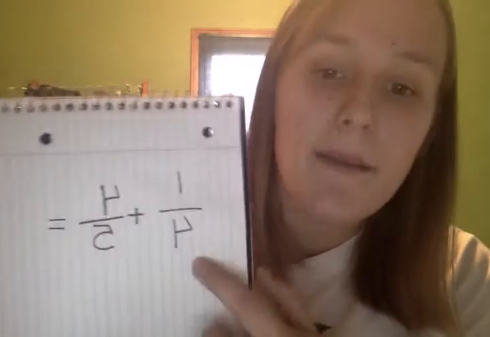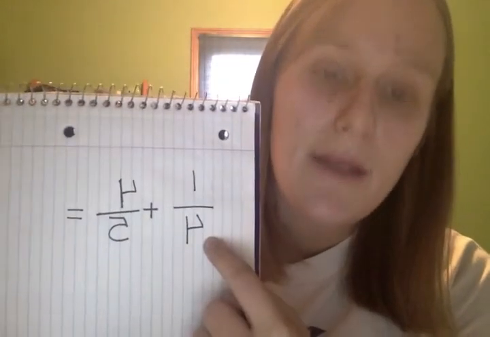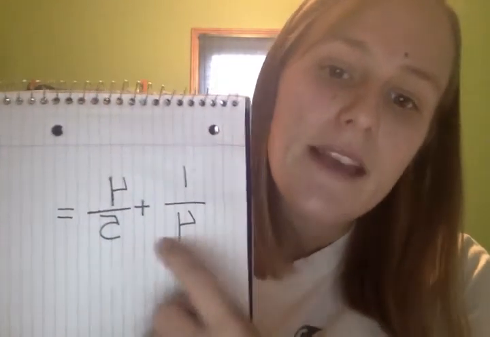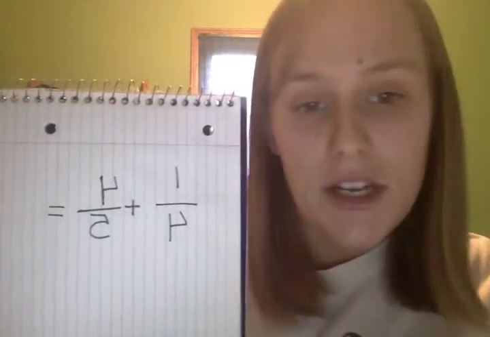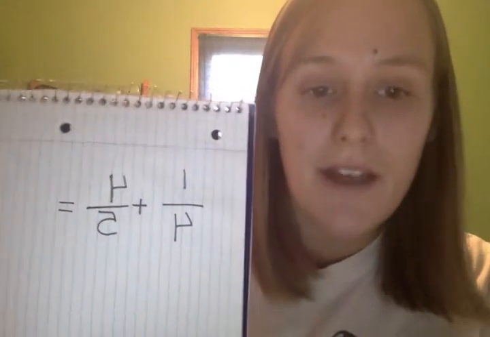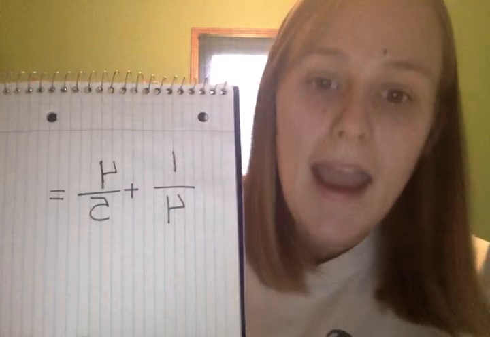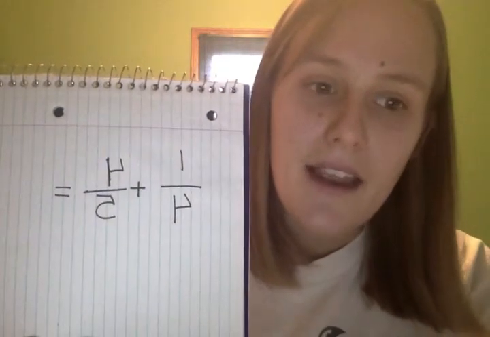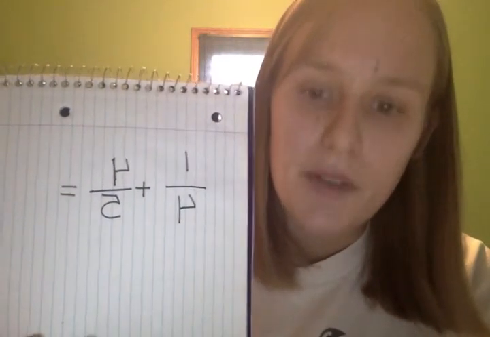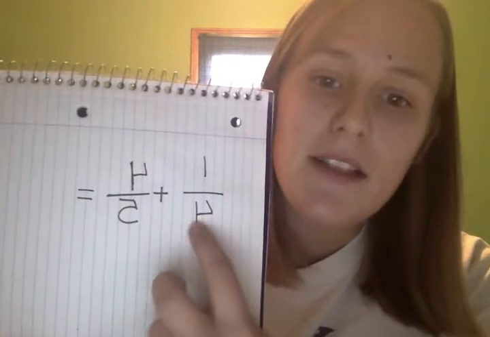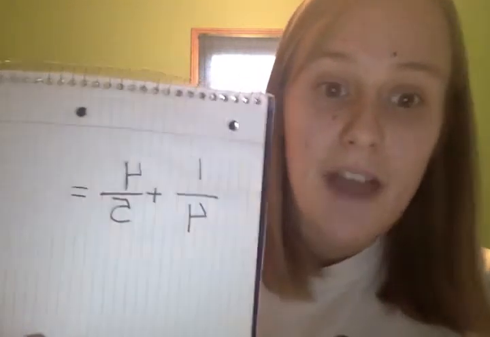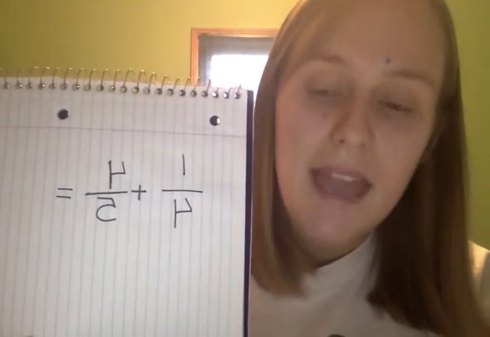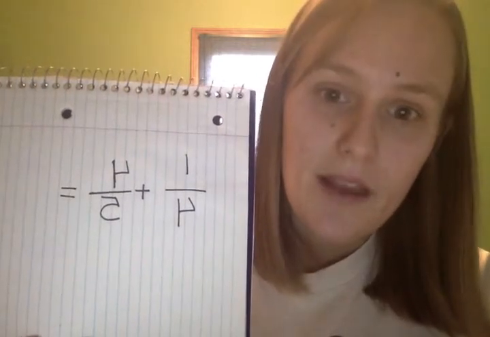So what we need to do when we add fractions is make sure we have a common denominator. That means our denominator, which is the number on the bottom, is the same. In this equation, it's not the same. So we need to find a way to make it the same. And that is finding our least common multiple, the smallest number that both of these can be divided by. And in this case, it's 20.